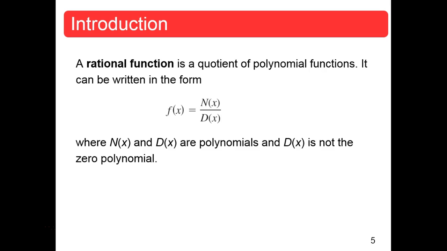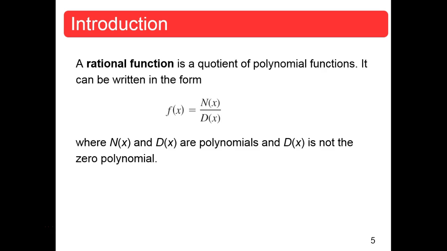A rational function is a quotient of polynomial functions that can be written in the form f of x equals n of x over d of x. Your n of x and d of x are polynomial functions. Now why would they name it n and d? Numerator and denominator, very creative, aren't they? Where n of x and d of x are polynomial functions, and d of x is not the zero polynomial. Zero itself is a polynomial. D of x can't be that one.